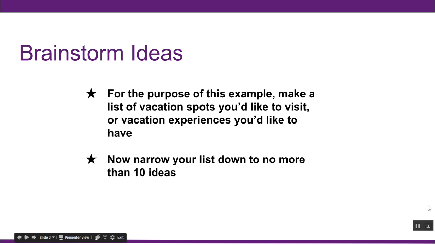Okay, so the first thing you need to do is, of course, brainstorm ideas. And for the purpose of this example, we're just going to use vacation spots you'd like to visit or vacation experiences that you'd like to have. So you can sit with a piece of paper and maybe with your spouse and your kids and say, okay, let's write a quick list. Let's brainstorm things that we'd like to do on vacation or places we'd like to see or experiences we'd like to have. And just do a quick brainstorming session. And then narrow that list down to no more than 10 ideas.